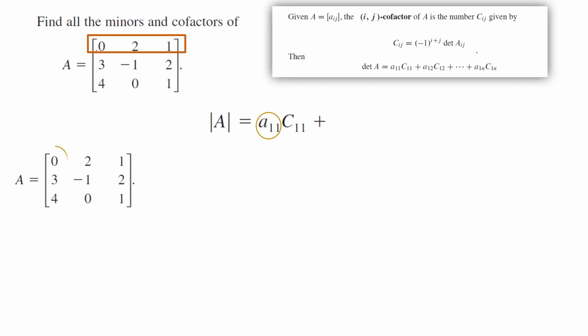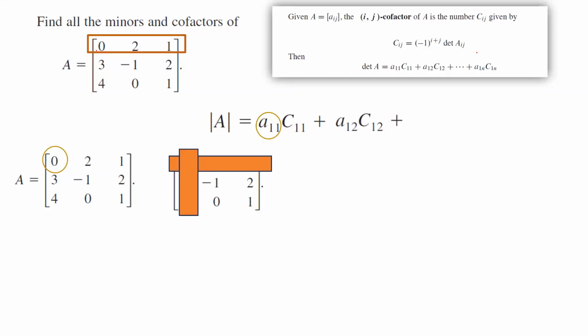The very first entry is equal to 0. Now, to get C sub 1 1, we're getting rid of the first row and the first column. We end up with a 2 by 2 matrix. Now, A sub 1 2 is equal to 2.